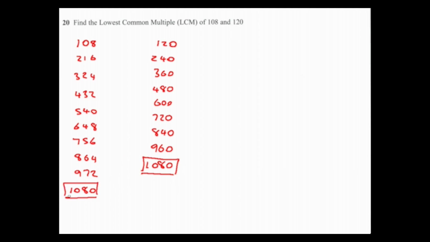Now this method can be a little laborious. You don't know quite how long you're going to have to continue. As you saw, I kept adding numbers to both columns until I came up with the lowest common multiple, but it is a valid method to answer this question. Let's have a look at the second method.